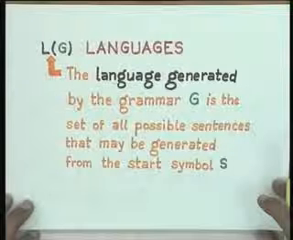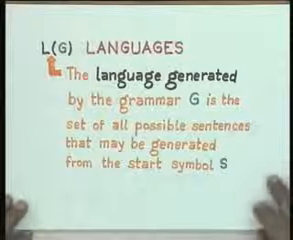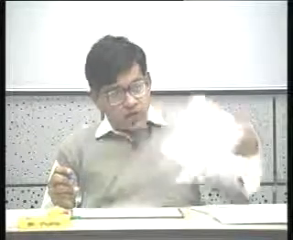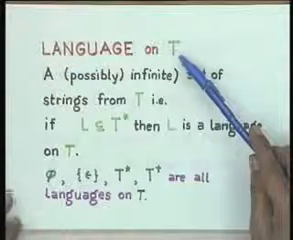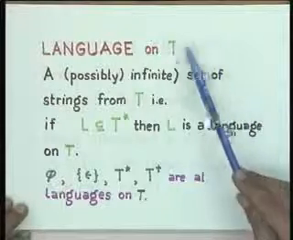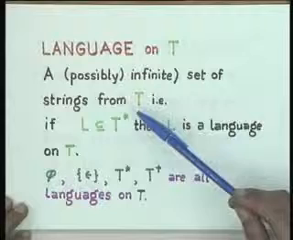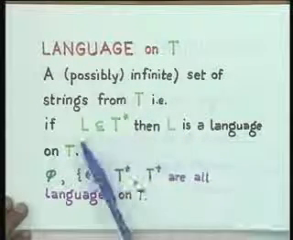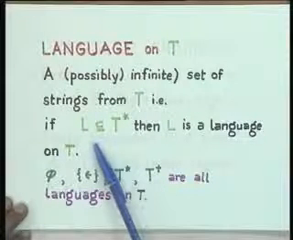Let's look at languages. The language generated by any grammar is the set of all possible sentences that may be generated from the start symbol. For example, if you take the start symbol located in some context and generate a string, that string may not be in the language at all, unless that context itself could have been generated from the start symbol. This is what we would call a language, and in general we would call it a language on the set of terminal symbols. A language on a set of terminal symbols is a possibly infinite set of strings from the terminal set. That is, any subset of T star is a language.